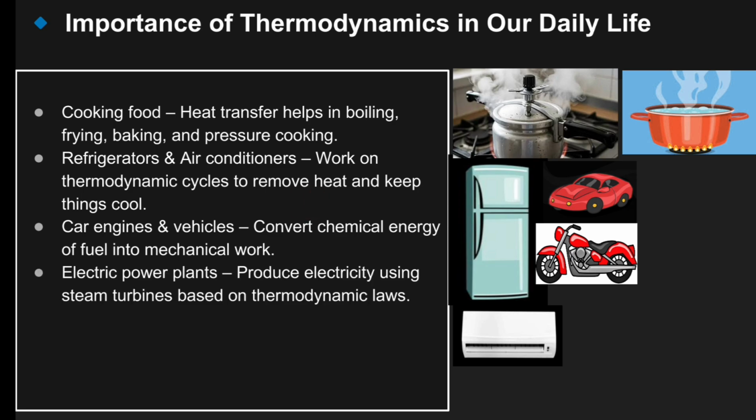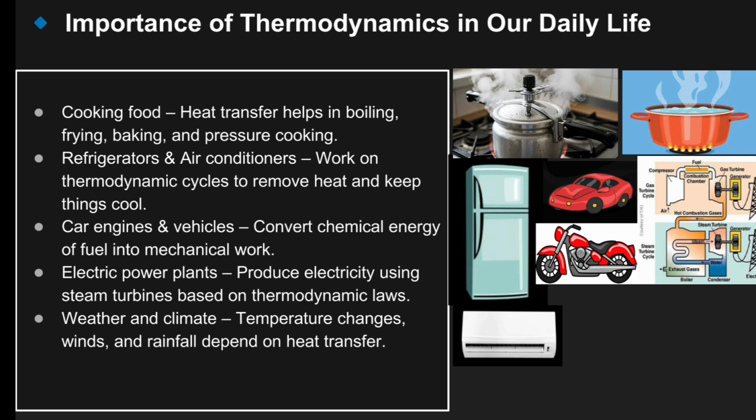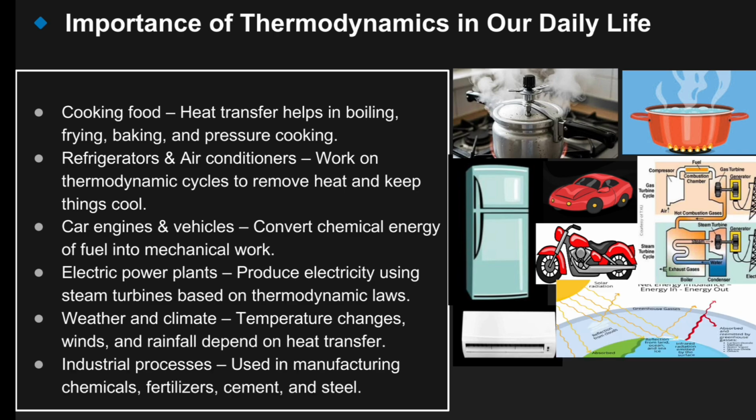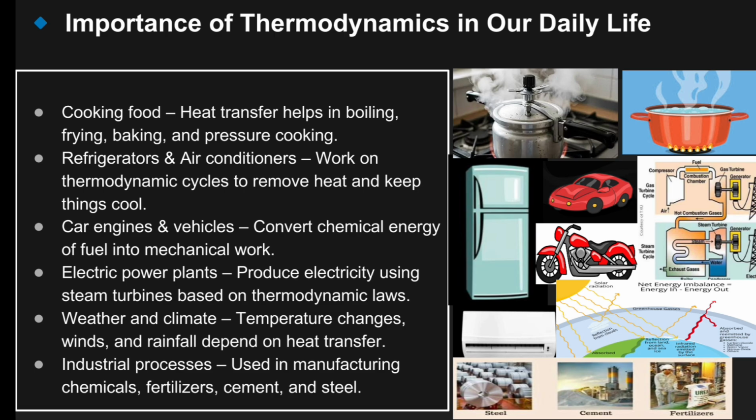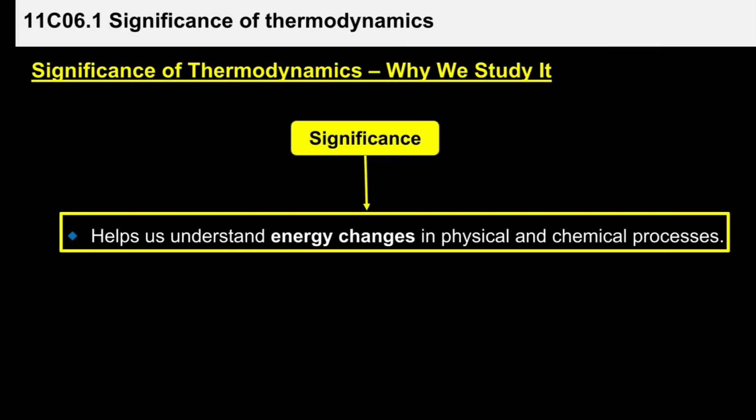Electric power plants produce electricity using steam turbines, which is also based on thermodynamic laws. Weather and climate change can be predicted by measuring temperature change, wind flow, and rainfall that depend on heat transfer. Thermodynamics is also used in industrial processes for manufacturing chemicals, fertilizer, cement, and steel. So let's see the significance of thermodynamics, why we study it in chemistry, because it has lots of significance.